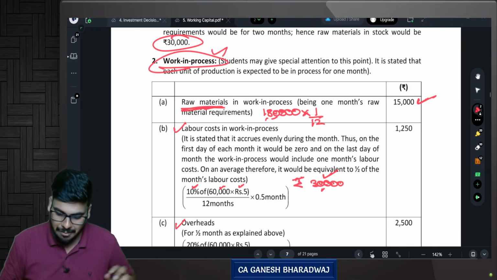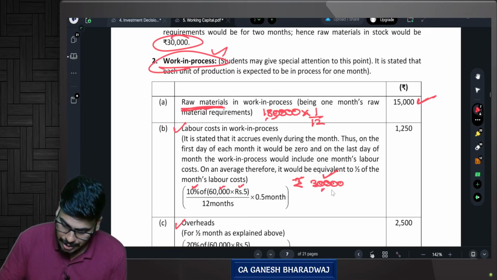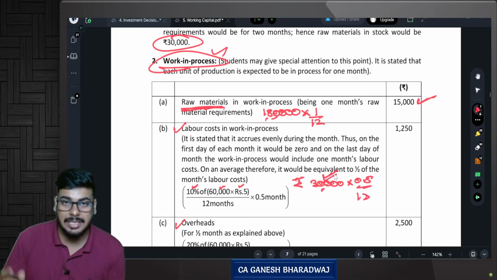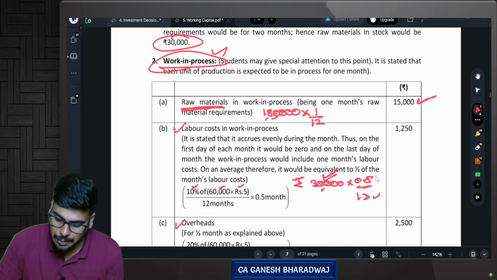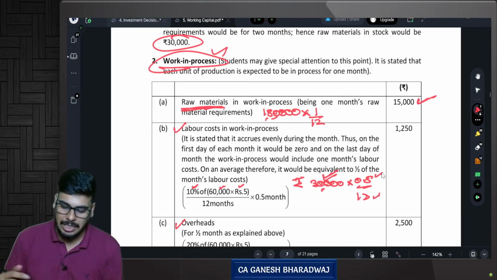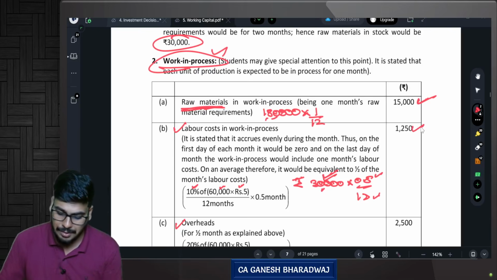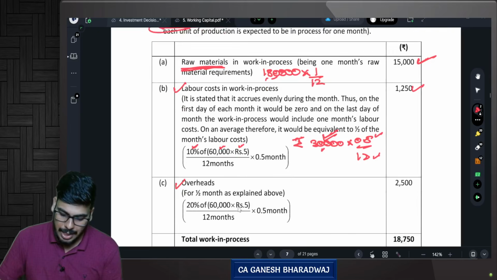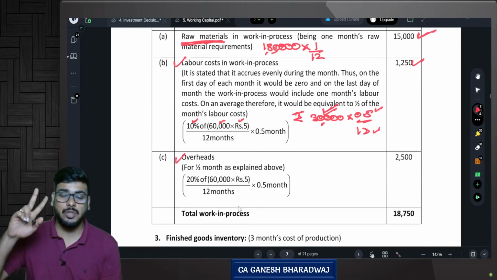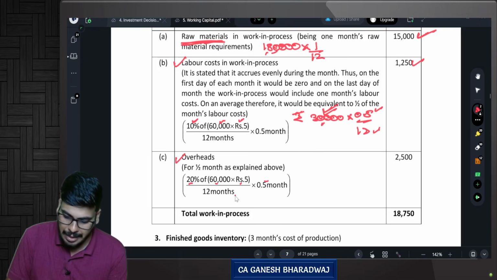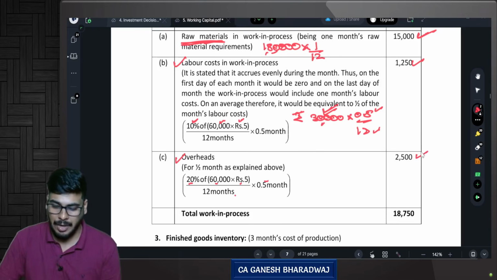And that is what they have mentioned here. Look at this, 30,000 into 0.5 divided by 12. If 30,000 is the labor cost for 12 months, how much will it be for 0.5 months? 30,000 into 0.5 divided by 12 gives you 1,250. Similarly for overheads. Overheads is 20% of my overall sales value, correct? So 20% into 60,000 into 5 into 0.5 divided by 12, you get 2,500 rupees.